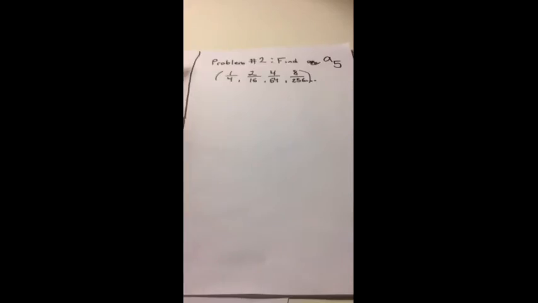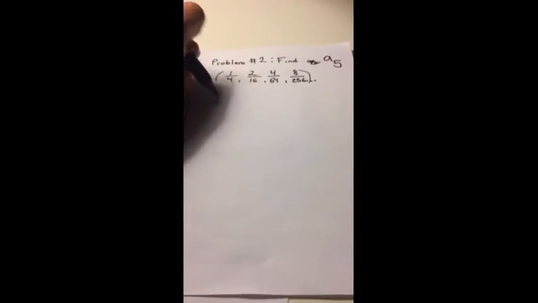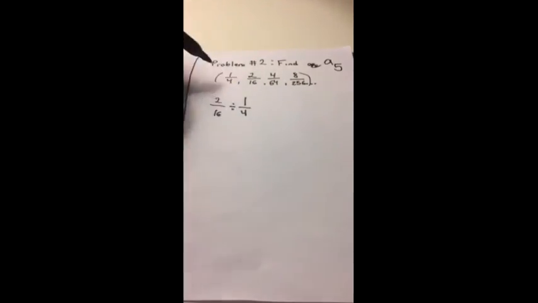For our second problem, we're going to switch things up a bit. Instead, we're going to use fractions. So again, we want to find the common ratio. So we are going to divide 2 over 16, which is our second term, by our first term, which is 1/4. So instead of dividing, we're going to flip 1 over 4 into 4 over 1, and multiply 4 over 1 times 2 over 16.